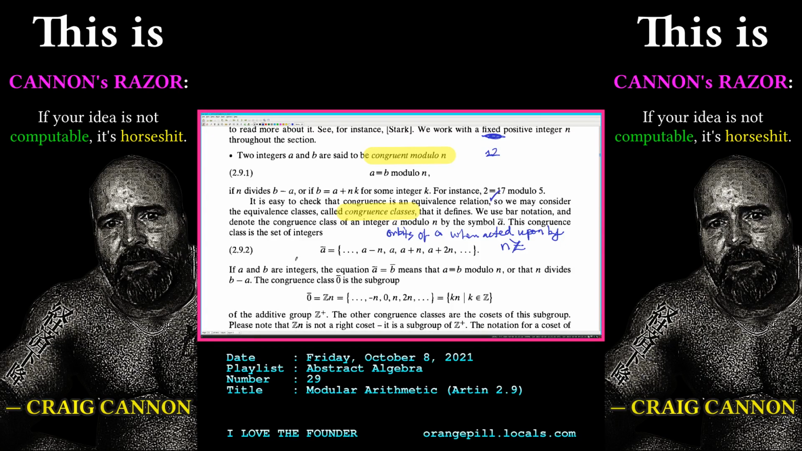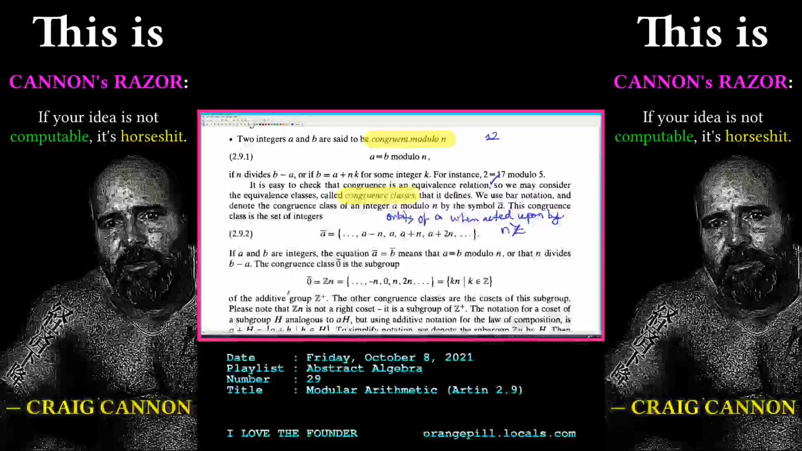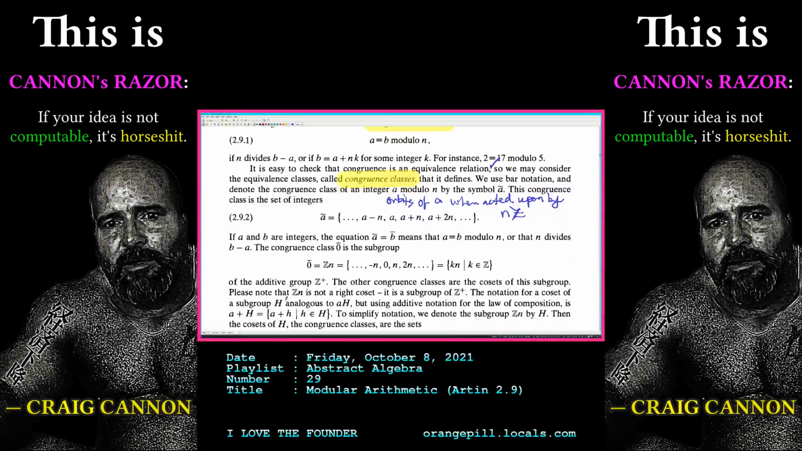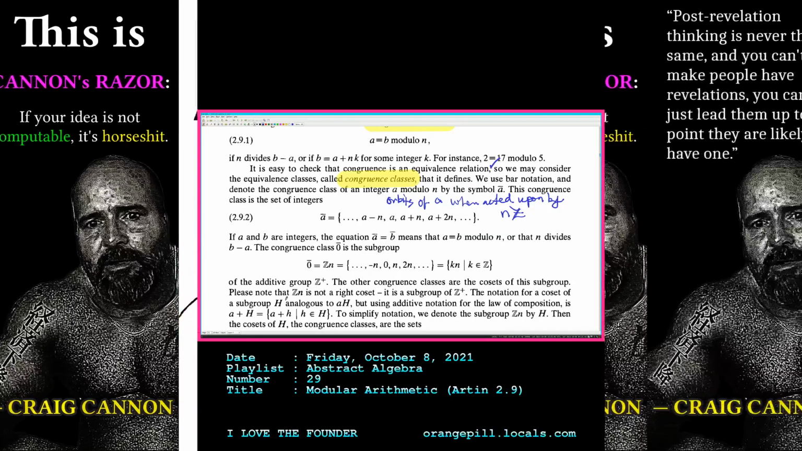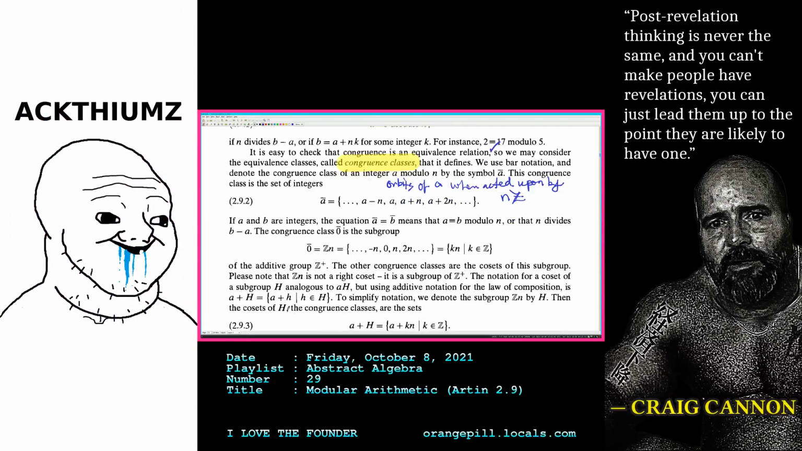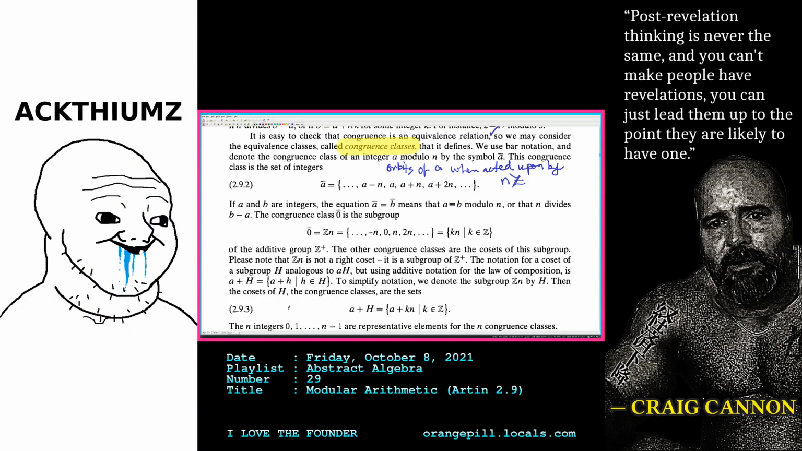The other congruence classes are the cosets of the subgroup. Please note that nZ is not a right coset. Yes, it is, but it is a subgroup of Z plus. The notation for, oh, here's some wonderful, it is a coset, but he's just, it's a coset, okay, yeah.